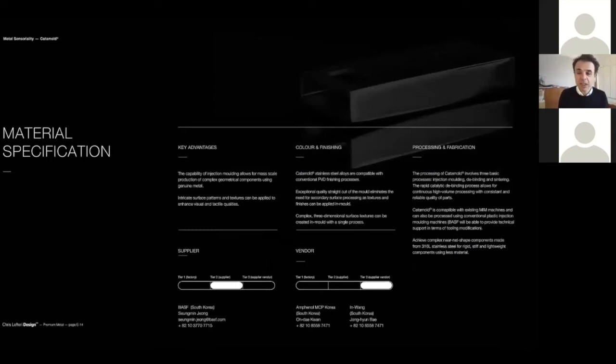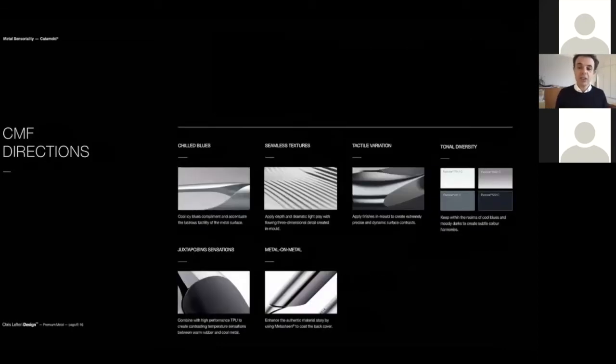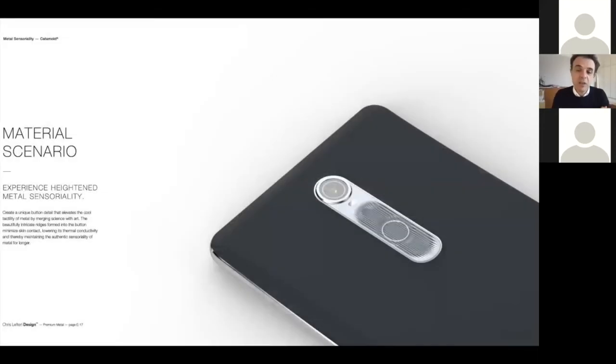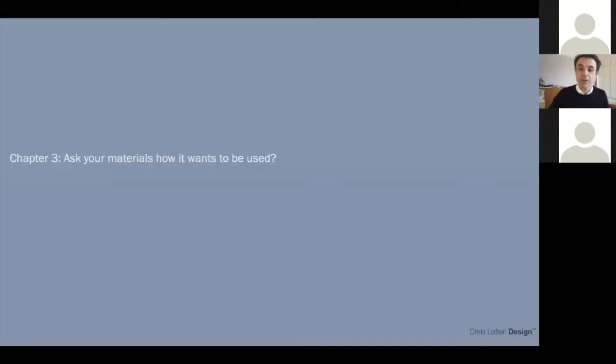So what its key properties are, how do you finish and color it, how do you fabricate with it, who the supplier is, is it now technology, is it tomorrow technology, is it really in the future? And then how do you treat it as a surface? So what textures can you put on it? What kind of effects, what patterns that maybe are relevant for this particular application? And then we can start to apply that to a concept and start to build that story within the context of, in this case, a mobile phone. So that was my story.